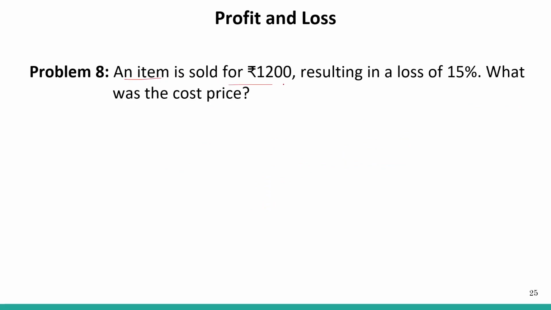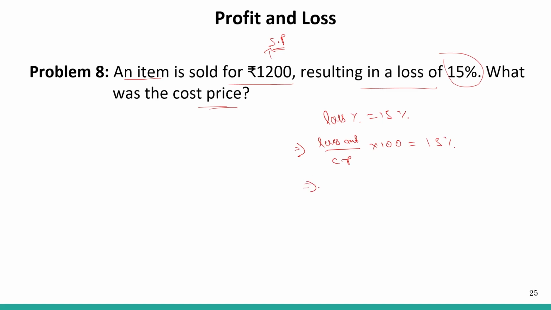So an item is sold for 1200 rupees, resulting in a loss of 15%. Then what was the cost price? Okay. So the item is sold at this price, so this is the selling price, right? Resulting in a loss of 15%, so loss percentage is equal to 15%. And we know how we calculate loss percentage. This implies that loss amount by CP, cost price, into 100 is equal to 15%, right? So we can say that loss amount by CP is equal to 15 by 100.